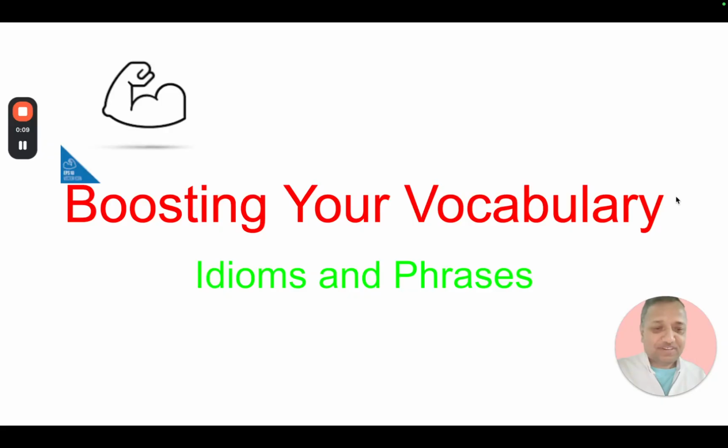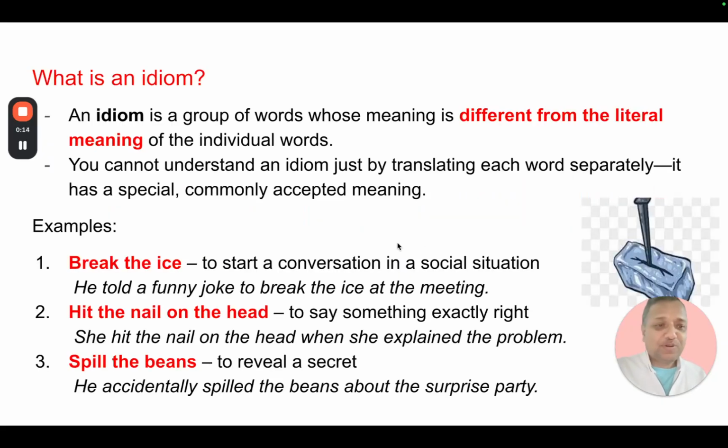Okay, let's get going. First of all, we have to know what an idiom is. I think many of you don't have even a faint idea about an idiom. An idiom is a group of words whose meaning is different from the literal meaning of the individual words. So by just translating the direct meaning of words, you cannot get to the correct meaning of an idiom.